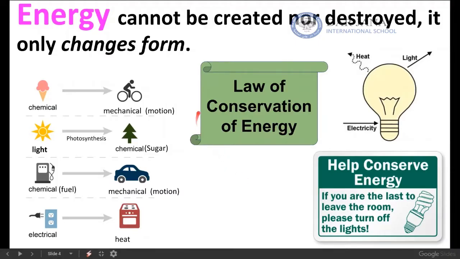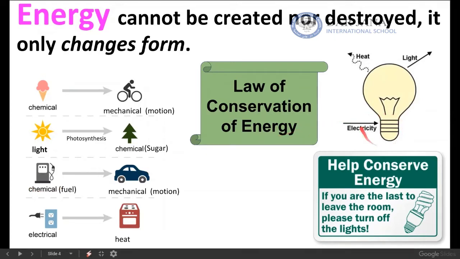We also learned about the law of conservation of energy, which states that energy cannot be created nor destroyed, it only changes form. Notice how food or chemical energy turns into motion or mechanical energy. Sunlight turns into sugar in the plant in the process of photosynthesis. And so on. There are so many examples.